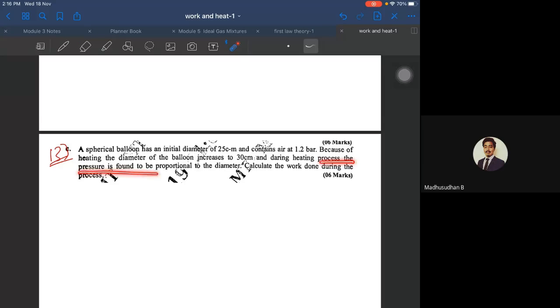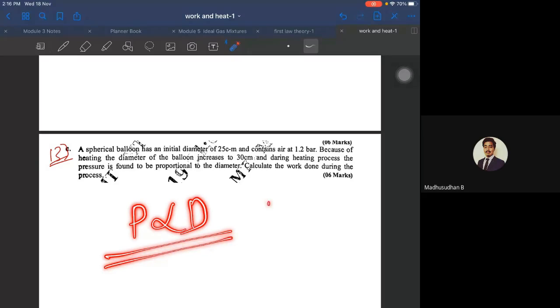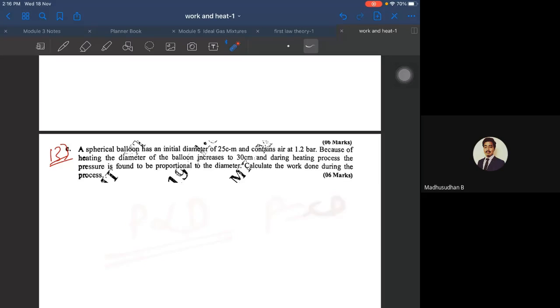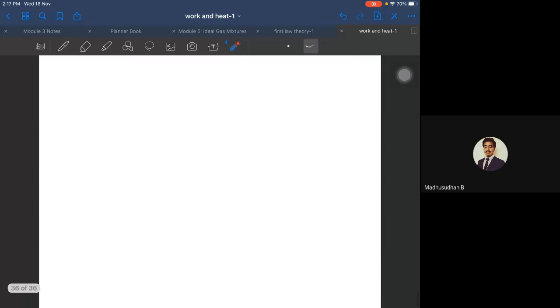Same thing, same as the previous first problem. So pressure is proportional to diameter, so P equals C into D here. Calculate the work done during the process. I need everyone to calculate this and be ready for the next class.